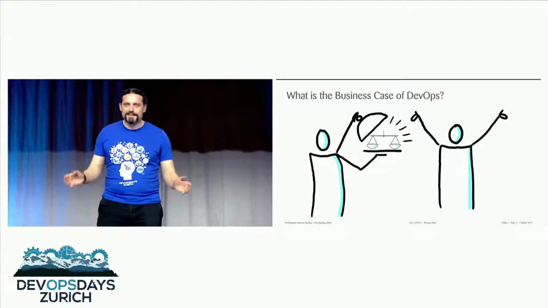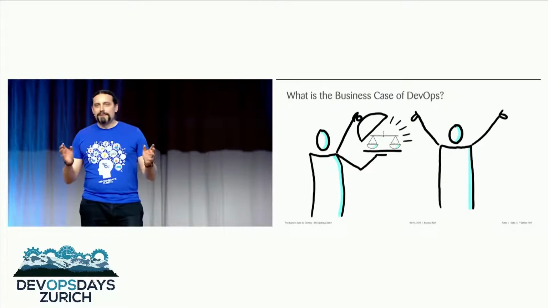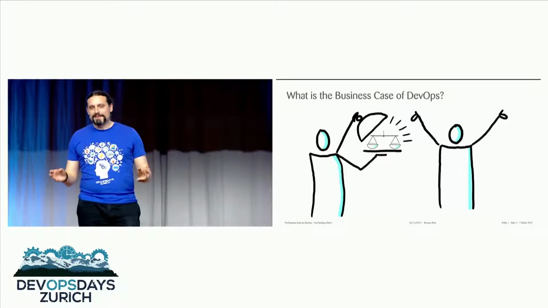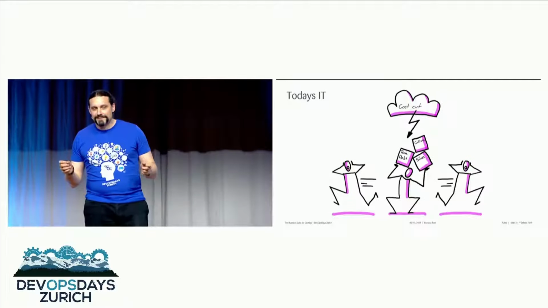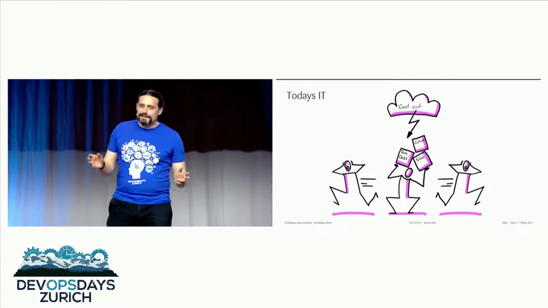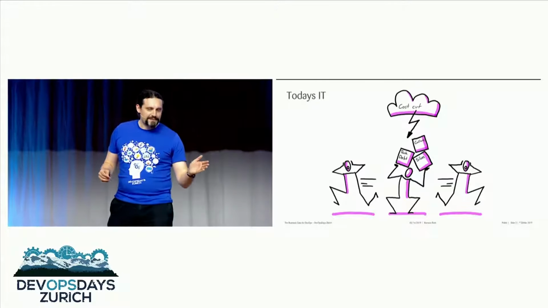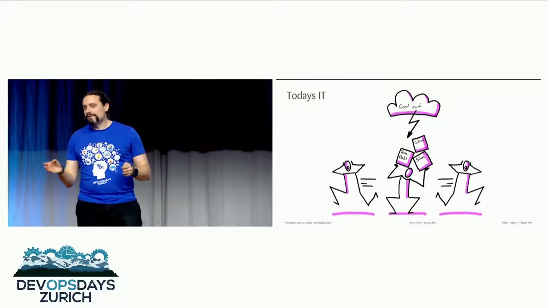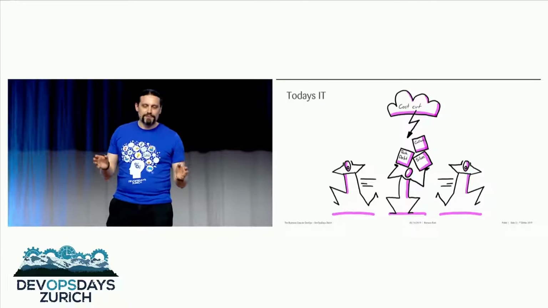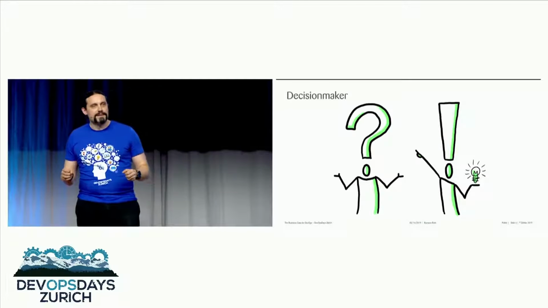What is the business case of DevOps? Today, I will give you a tool to explain to your boss what the business case of DevOps is, so that you get the money for your DevOps transformation. Today's IT organizations have a lot of problems. They have technical debt, which they need to deal with, and they have silos, which do not work together. And overall, they have the problem that they always face cost cuts.